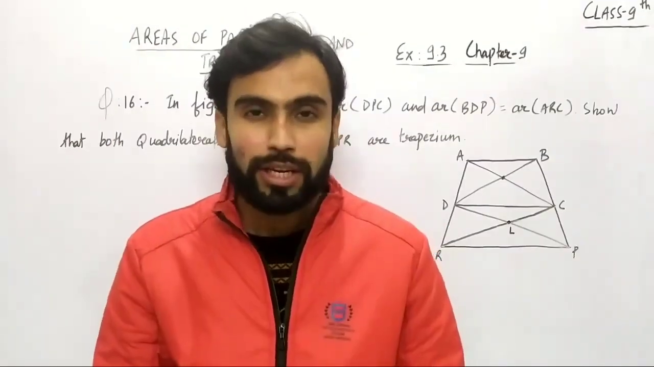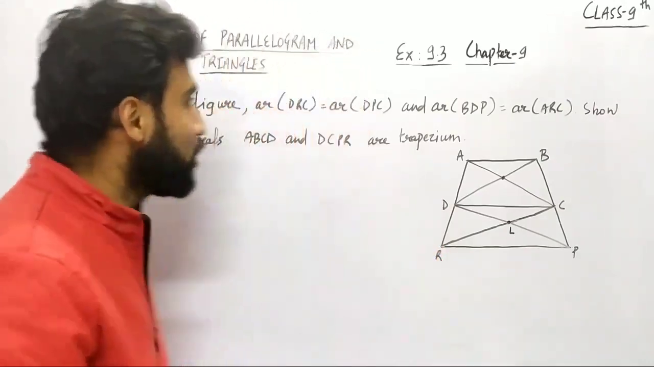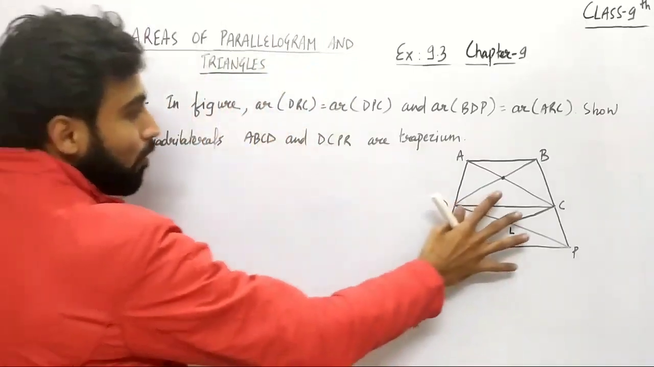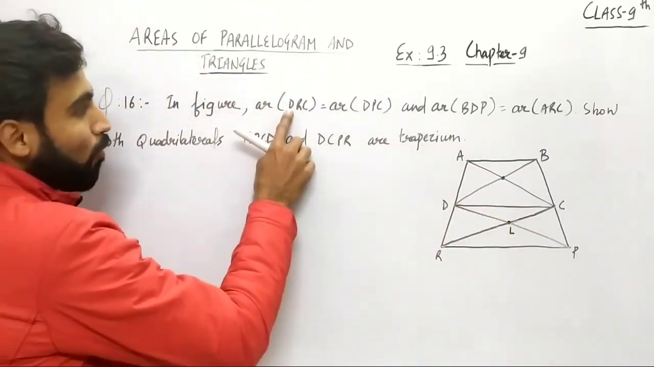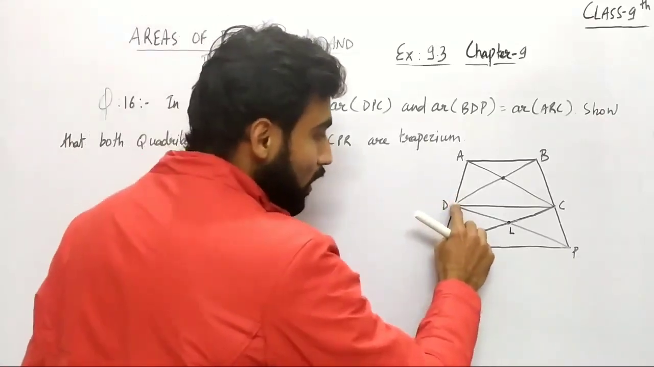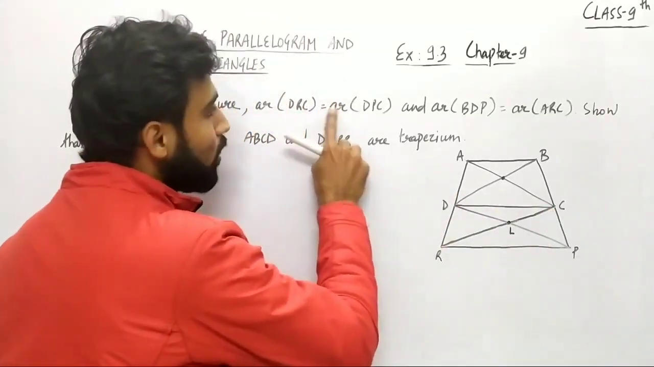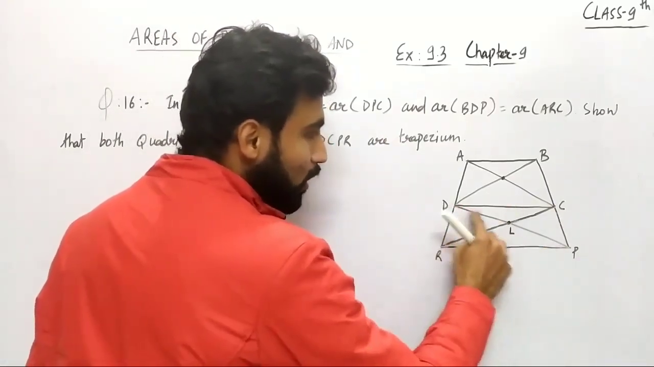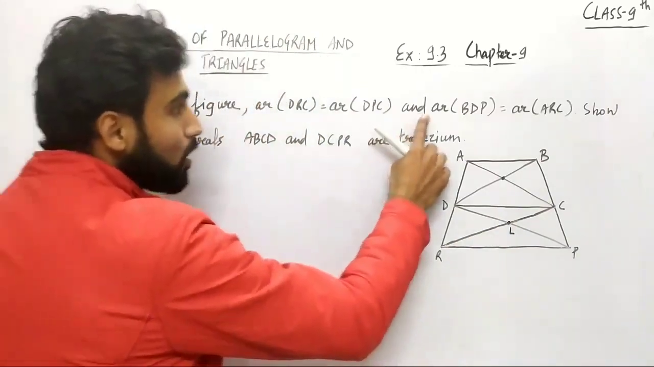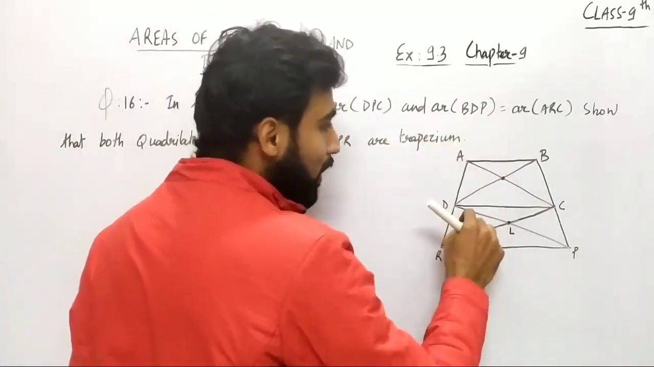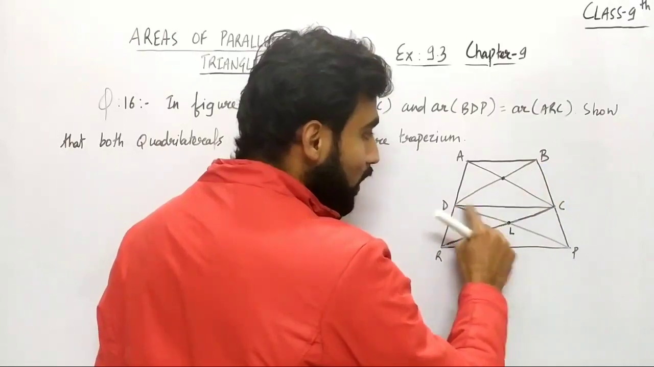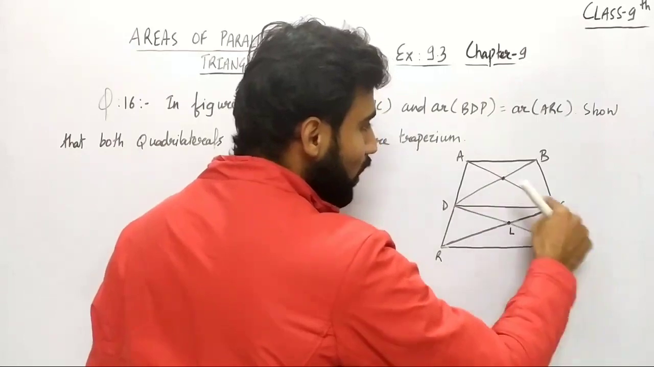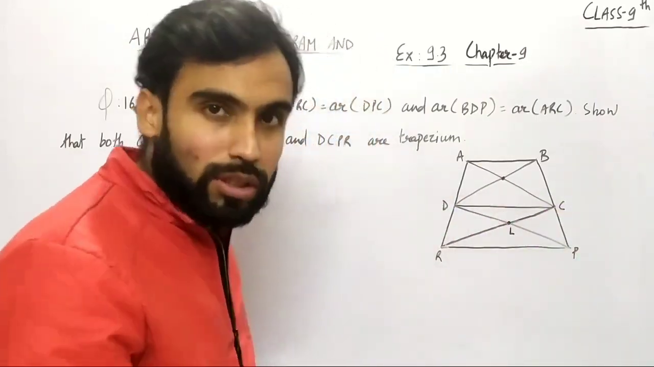So students, now let's move to the next question, that is question number 16, right? So let me explain that in this given figure, it is given that area of DRC, you can see DRC, is equal to area of DPC, right? So here it is given that the area of triangle DRC is equal to DPC, and you can see also area of BDP. Let me just mark that. So BDP is equal to ARC, this triangle, right? So these two triangles are also equal in area. So this is given in the question.